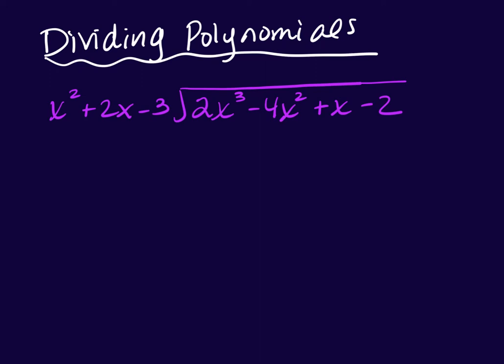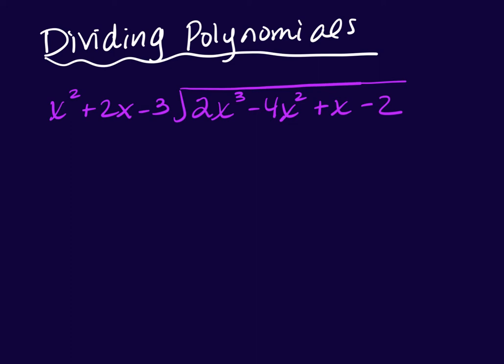In this video, we're going to do an example of dividing polynomials using long division, where what we're dividing by is a trinomial. In this example, what I'm dividing by is x squared plus 2x minus 3, and I'm dividing it into 2x to the third minus 4x squared plus x minus 2. You notice in this example, there are no terms that I have to fill in with 0 or 0x, because both of these don't have any missing terms.